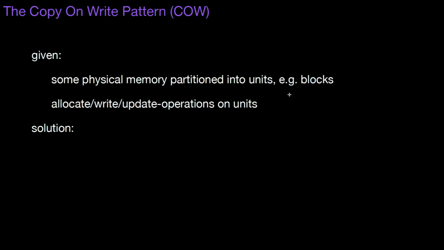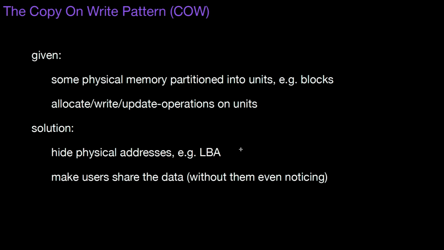Then the solution is you hide the physical addresses by some indirection. One way of indirecting is logical block addressing as used in hard disks. But another method for indirection is, of course, shadow paging, using these two tables we learned about in the other video. And you make users share the data without them even noticing. So logically, you have two different numbers, but they're pointing to the same physical address.